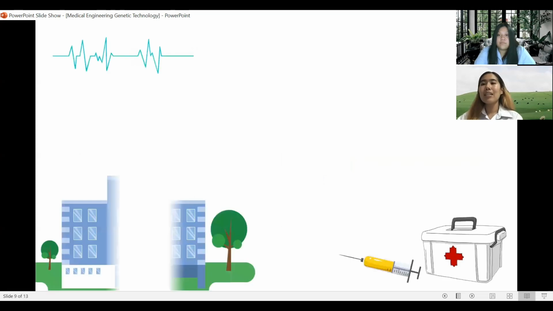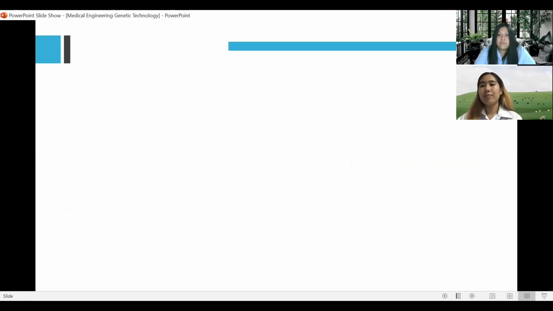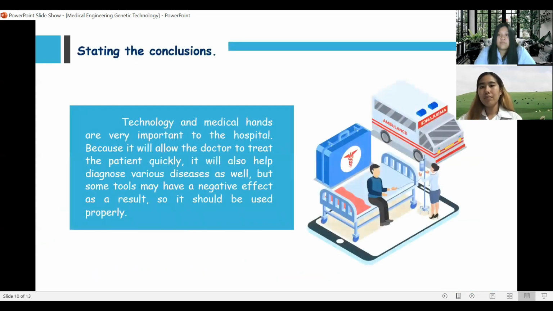Next, starting the conclusion. Technology and medical tools are very important to the hospital because they allow the doctor to treat a patient quickly. They also help diagnose virus diseases as well, but some tools may have a negative effect as a result, so they should be used properly.